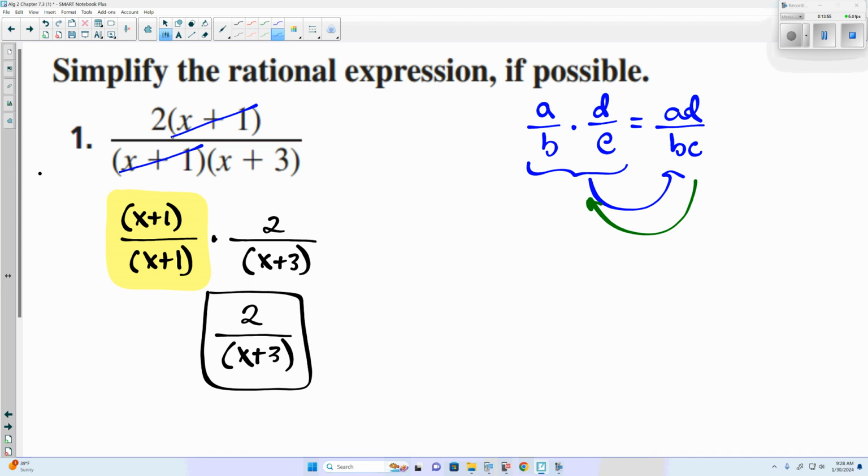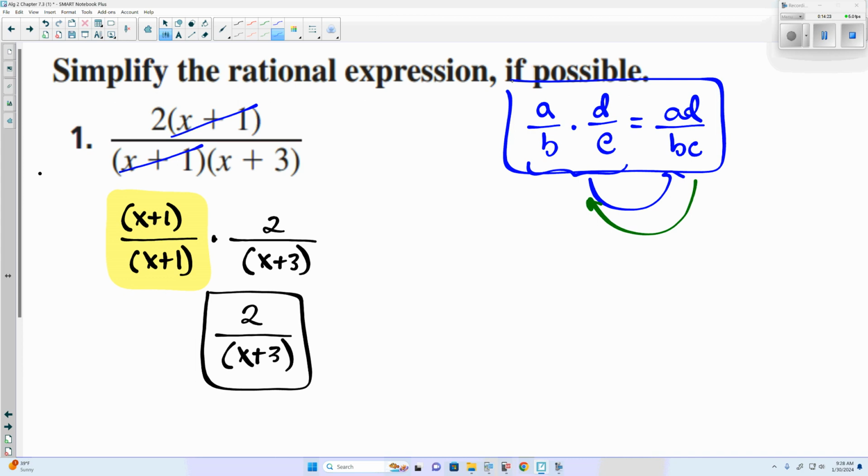We can't break up addition and subtraction this way, but we can do it with multiplication because of this property of multiplication. Because when we mark it out, really what we're doing is we're saying we have x plus 1 over x plus 1 times our 2 over x plus 3. The x plus 1 over x plus 1 reduces to 1, leaving us 2 over x plus 3.